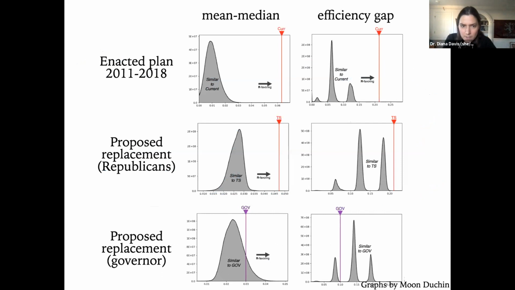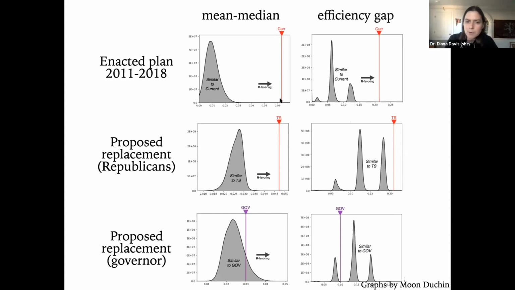Okay. So what happened? First of all, how about the enacted plan? So this is the plan under which people voted for 9 years, right? From 2011 to 2018. So that was the current plan. And if you started at this plan, then you can see that the whole distribution of plans is way to the left. So the current plan is a way outlier. This is using the mean median measure of fairness.